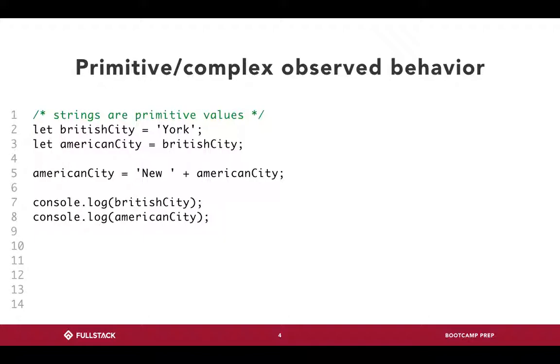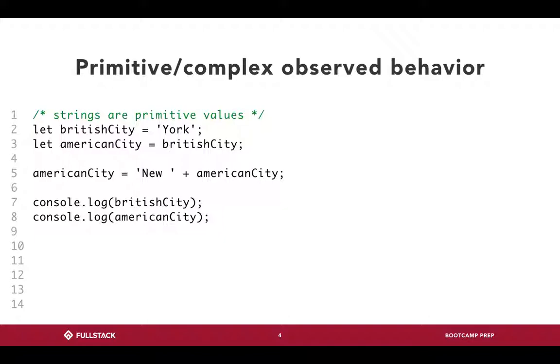British city, we give it the string value York. And we say, get me new space for something called American city. And it should take the value that whatever British city is right now, which is what? York. So we have two variables. Both of them are the string York. Are they the same string? Like if I change one of the variables, will the other be changed? No, at this point they're done. They're both their own variables. They have their own value.